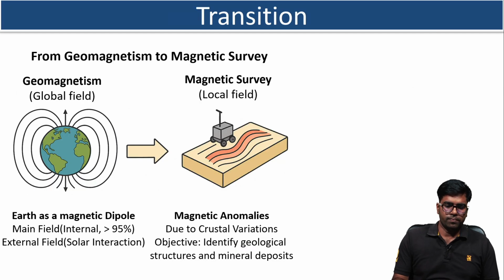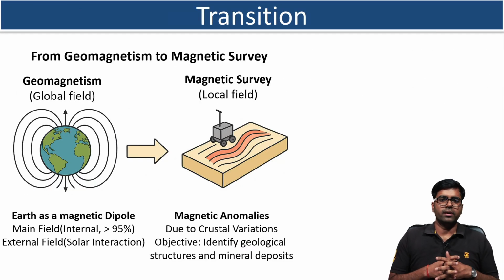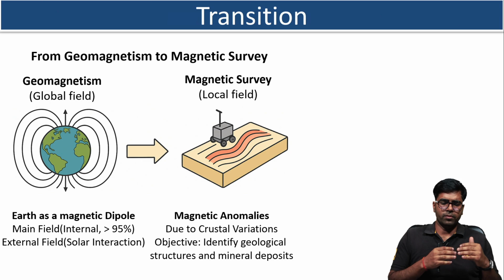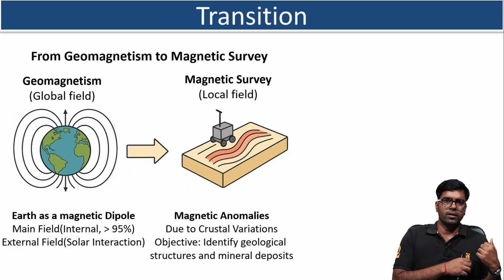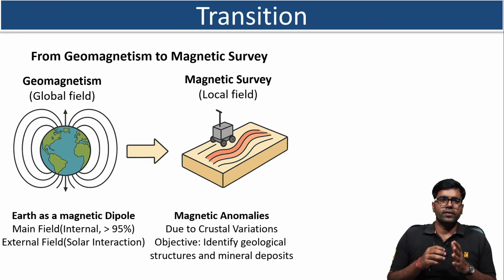Overall, we can say that the magnetic field is very dynamic, and we need more sophisticated instruments to study these variations in detail. So, this is the transition part where we go from the global to the local field. Local field means we are going to study the minerals. How do we identify minerals and geological structure using magnetic survey?